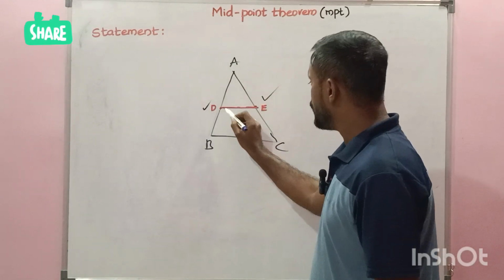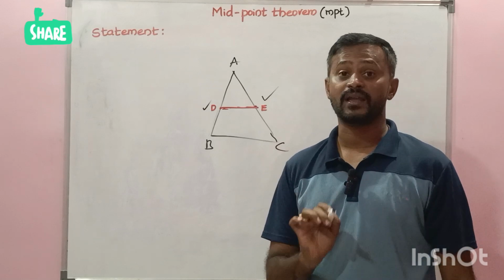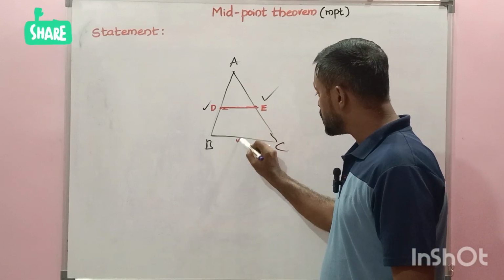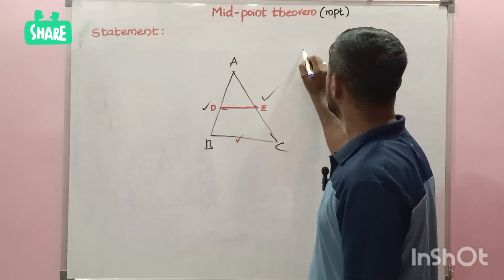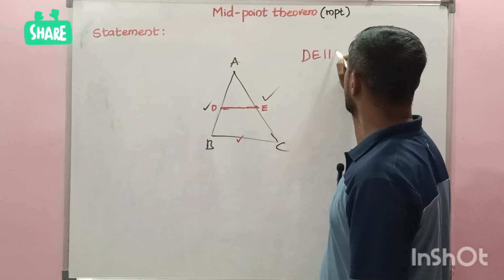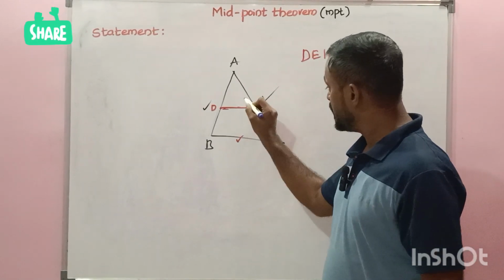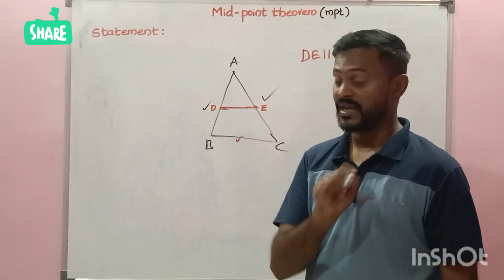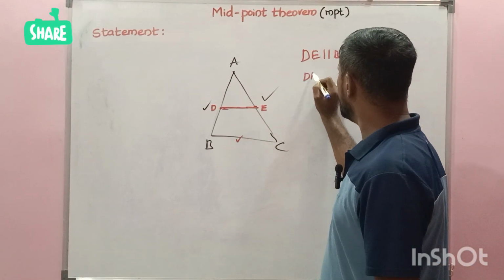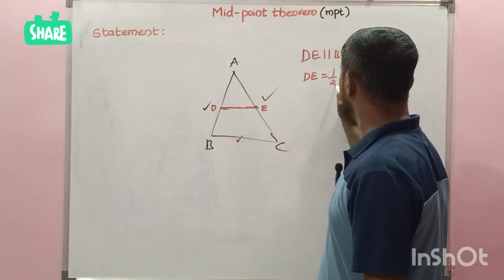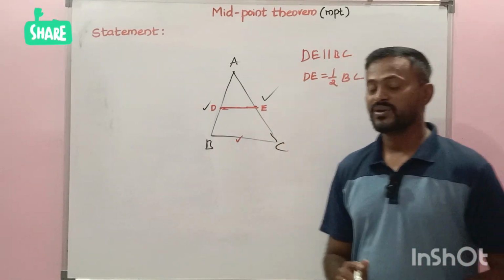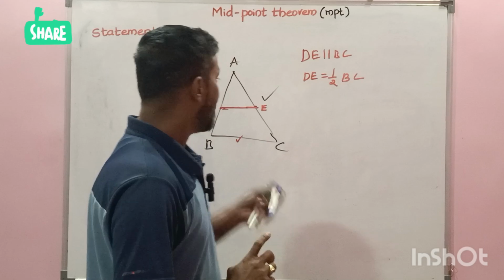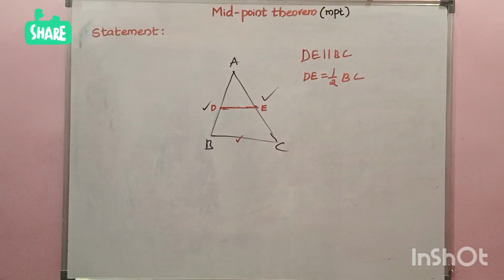D is the midpoint of AB, E is the midpoint of AC. Now what happens if you connect the midpoints of any two sides of a triangle? This line will be parallel to the third side. DE will be parallel to BC, and at the same time DE will be half of BC. Now let us prove this one. Let me write down the statement.